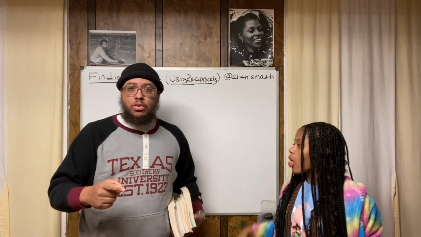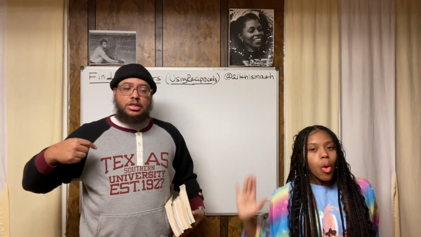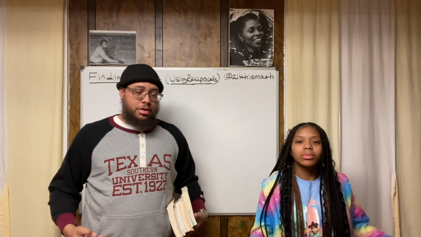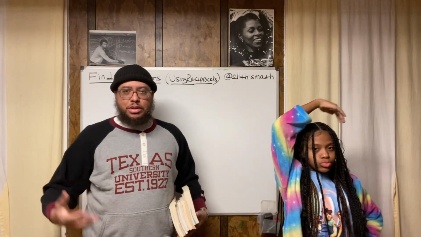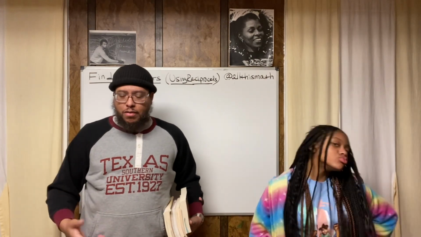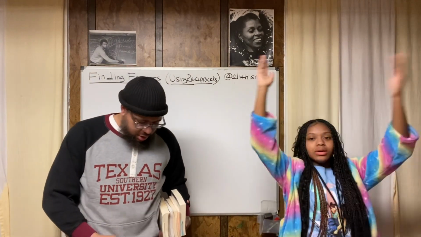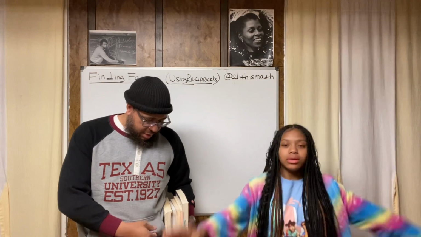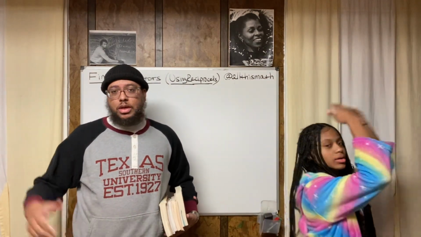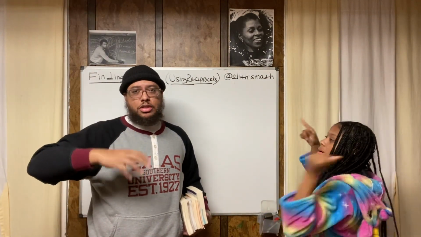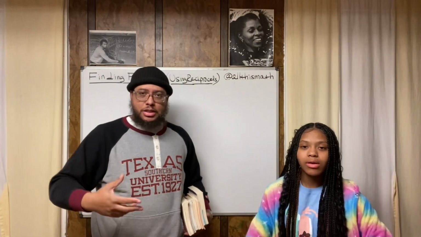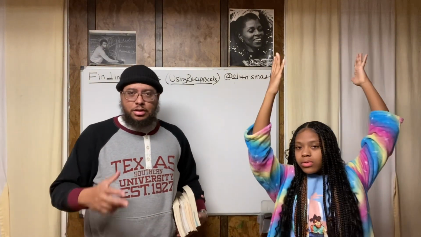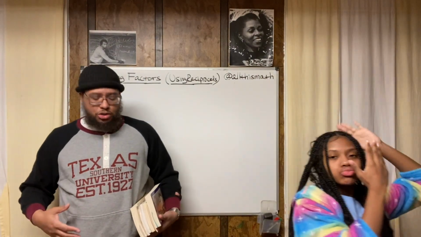Before we get started though, notice I have my Texas Southern University sweatshirt on, all right? This is one of my favorite pieces of HBCU paraphernalia, right? Texas Southern University, established in 1927, one of the HBCUs established much later than a lot of the other ones, like my alma mater, Morgan State, established in 1867. So this came in the 20th century.